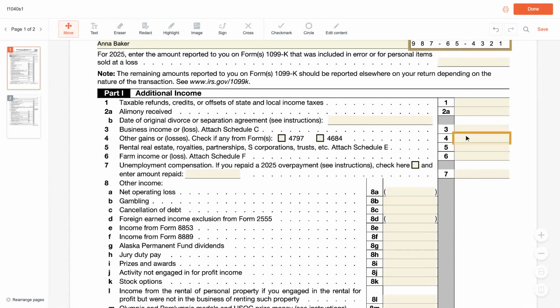Part 1 is additional income. Line 7 is where you enter unemployment compensation from your Form 1099-G. If you received unemployment at any point during the year, all of it is taxable and goes here. Anna received $4,200.